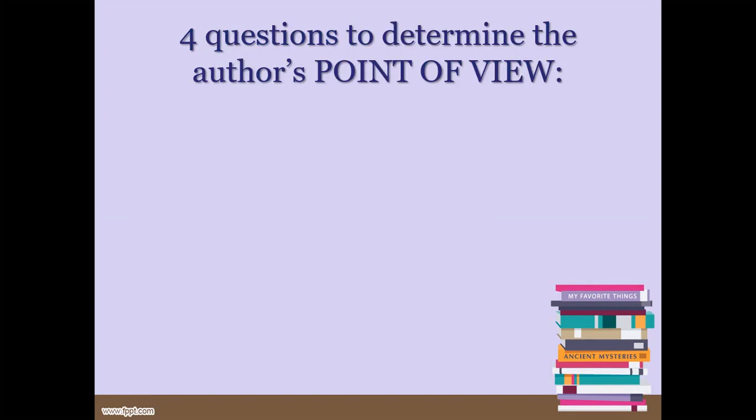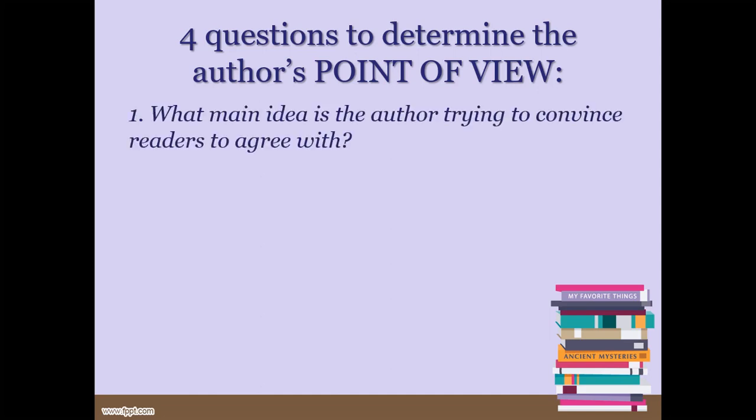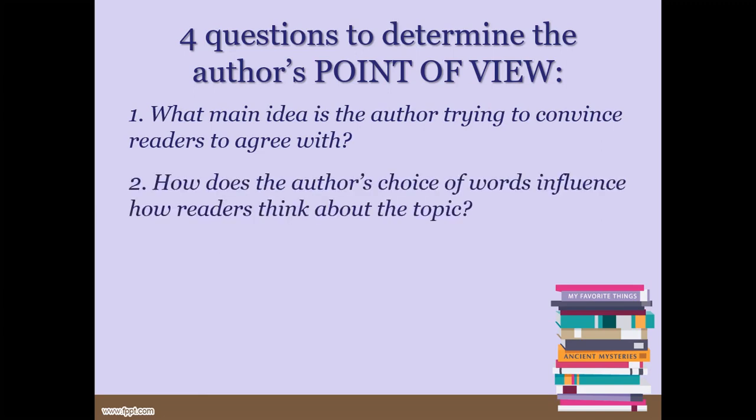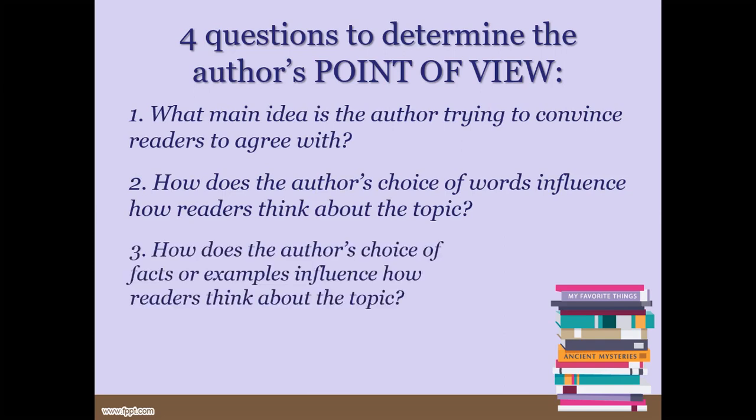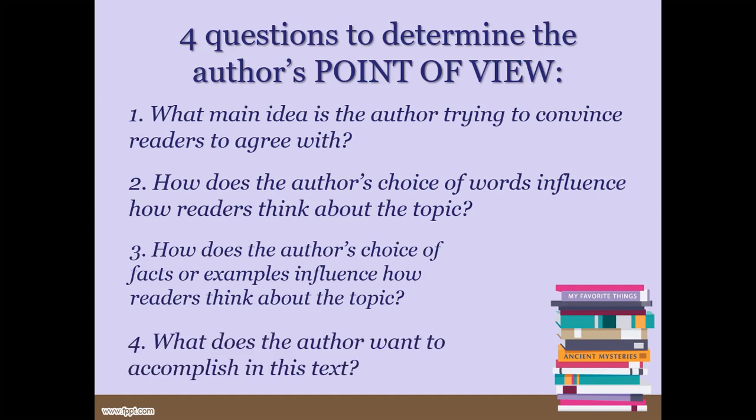Sometimes it's easy to recognize an author's point of view. Other times you need to analyze the text carefully to detect the point of view. In these cases, these 4 questions help you. The first one is, what main idea is the author trying to convince readers to agree with? The second one is, how does the author's choice of words influence how readers think about the topic? The third one is, how does the author's choice of facts or examples influence how readers think about the topic? And the last one is, what does the author want to accomplish in this text?